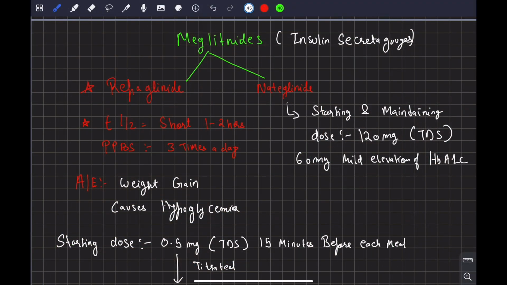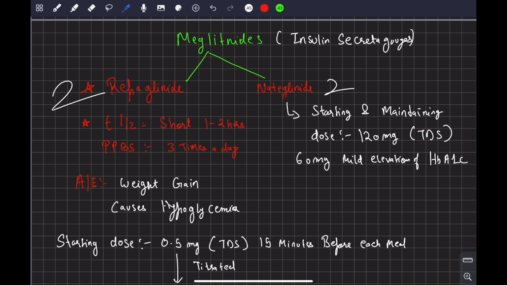So let's come to our second insulin secretagogue group, meglitinides. So in this group there are two drugs, both available in market, repaglinide and nateglinide. So starting with nateglinide, the starting and maintaining dose is 120 mg TDS, but if HbA1c is mildly elevated, 60 mg. Right, so we have learned what is the insulin secretagogue. Meglitinides act as a short burst of insulin secretion. Right, so both the drugs are given 3 times a day, TDS.